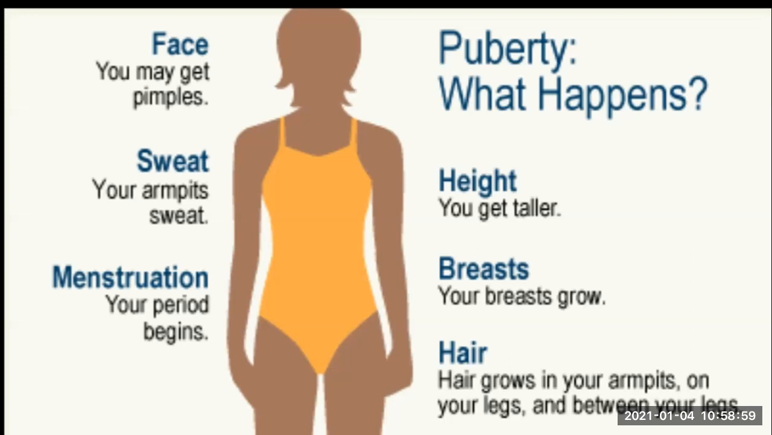Here you can see some of the changes at puberty in terms of girls. On the face, you may get pimples. Your armpits sweat. Then menstruation, your period begins. About height, you get taller. Your breasts grow. And hair grows in your armpits, on your legs, and between your legs.